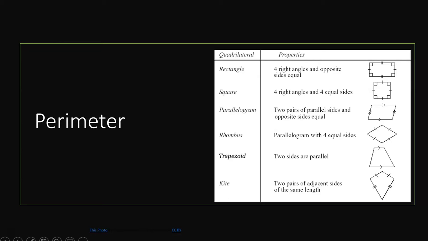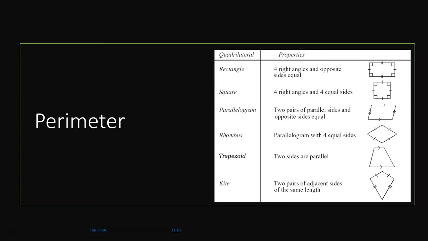So here we've got some other quadrilaterals. And each of these you could work the perimeter out for, the outside shape. So we've looked at rectangles and squares. Here with our parallelogram, we would have 2 lengths and 2 widths the same. Okay, so that would be the same formula as our rectangle. Rhombus has got 4 sides, all of the same length. So that would be the same formula as our square.